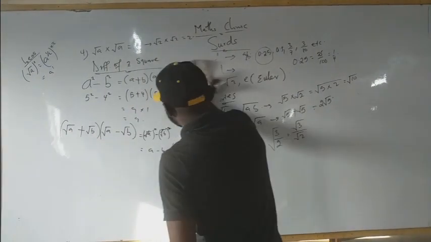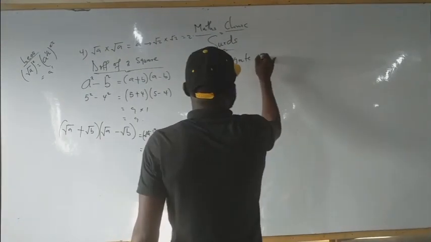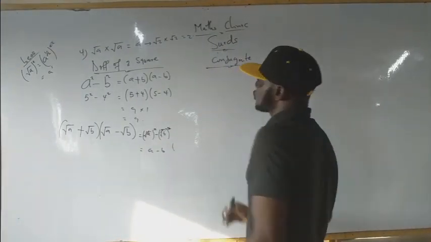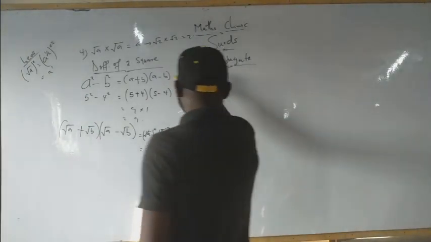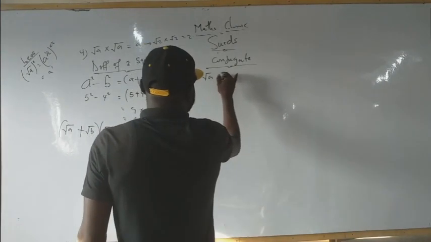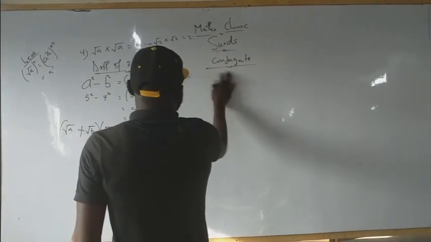Let's quickly move to conjugate of surds. What do we mean by conjugate? Let's say for example that we have question 1. We have root A plus root B. Find the conjugate.